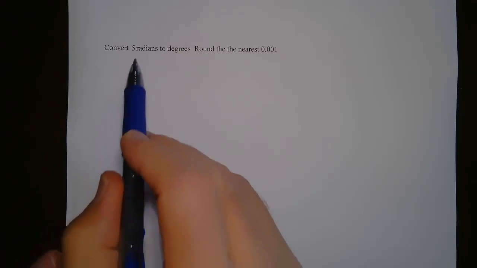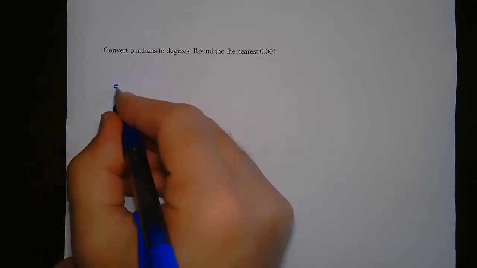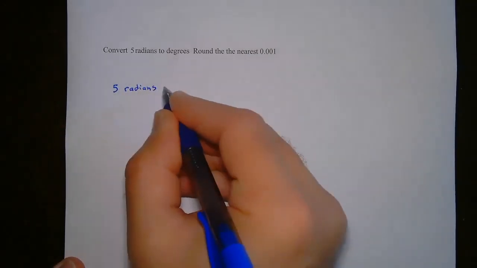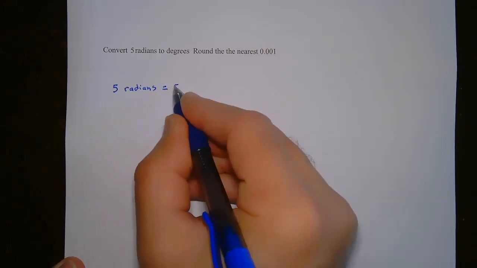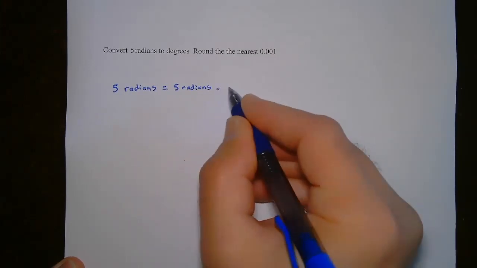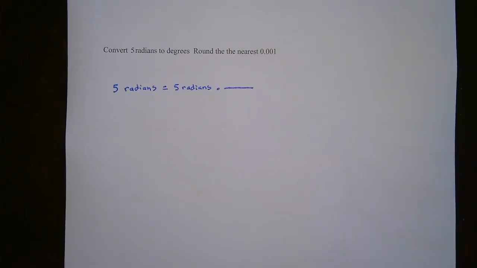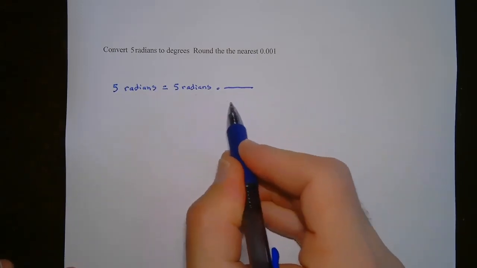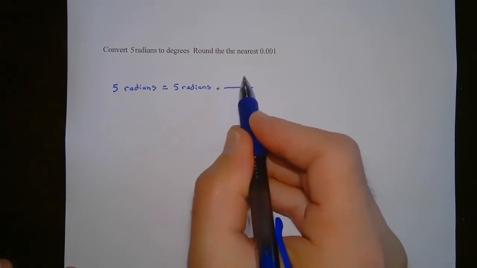For this next one, we want to convert 5 radians to degrees, and then we want to round to the nearest 0.001. So we want to round to 3 decimal places. We're starting with 5 radians, and for this one I'm going to write the radians. So 5 radians is equal to 5 radians. I'm going to multiply by my conversion. I need radians in the denominator because I need to cancel my radians, and I'm going to need degrees on top.